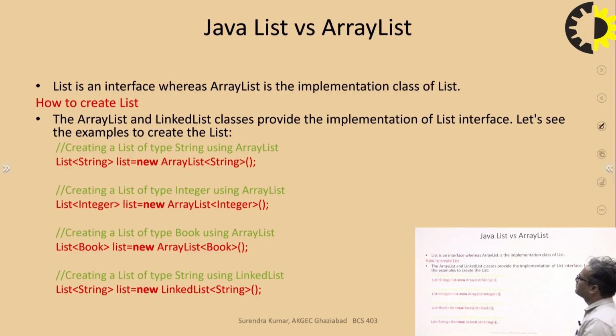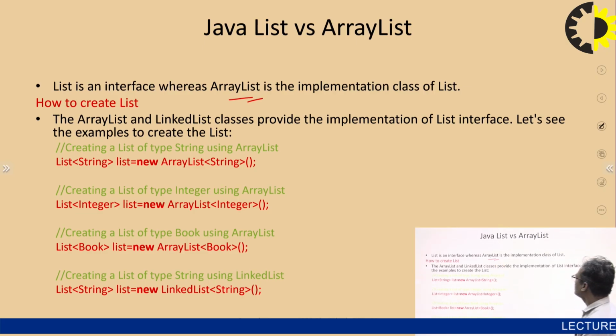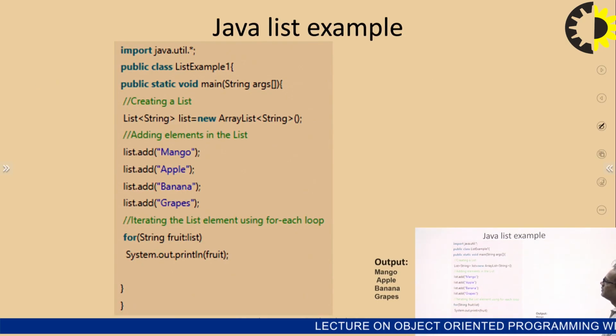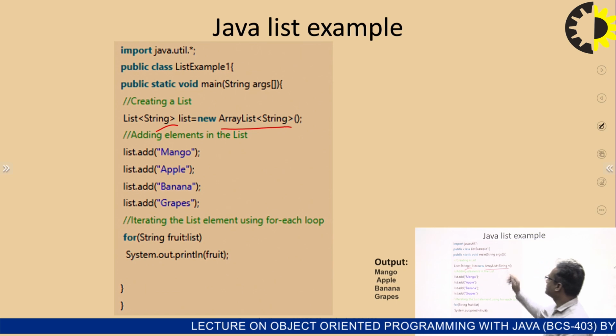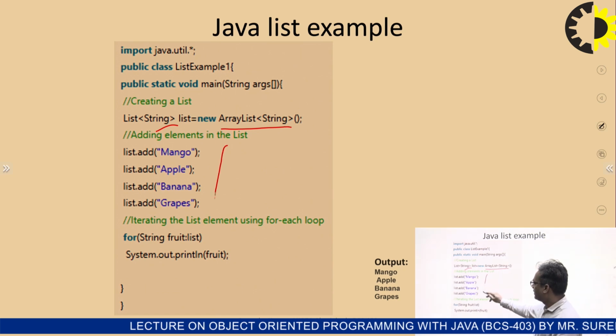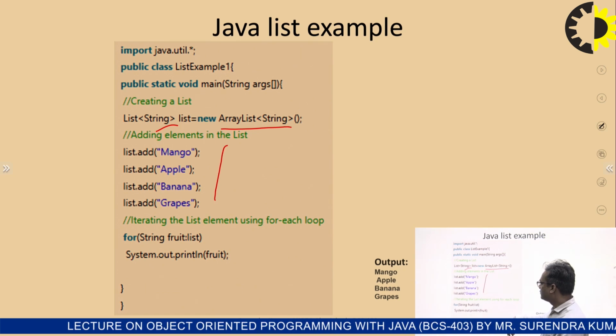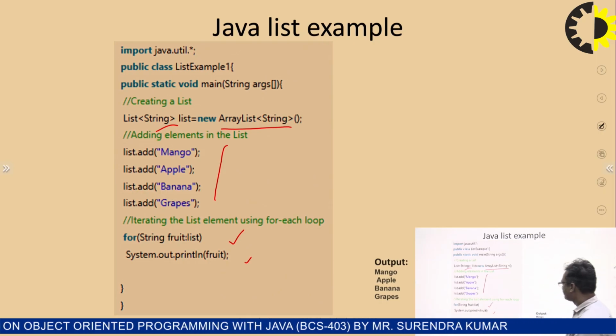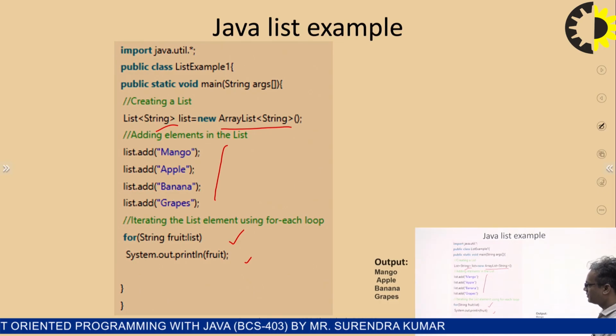If we talk about the difference between List and ArrayList, List is an interface, whereas ArrayList is a class, an implementation class of List. So these are the usages of the List interface. An example of the List is having the list with the ArrayList class, adding the element values, and this is for traversing the elements with the help of a for loop.